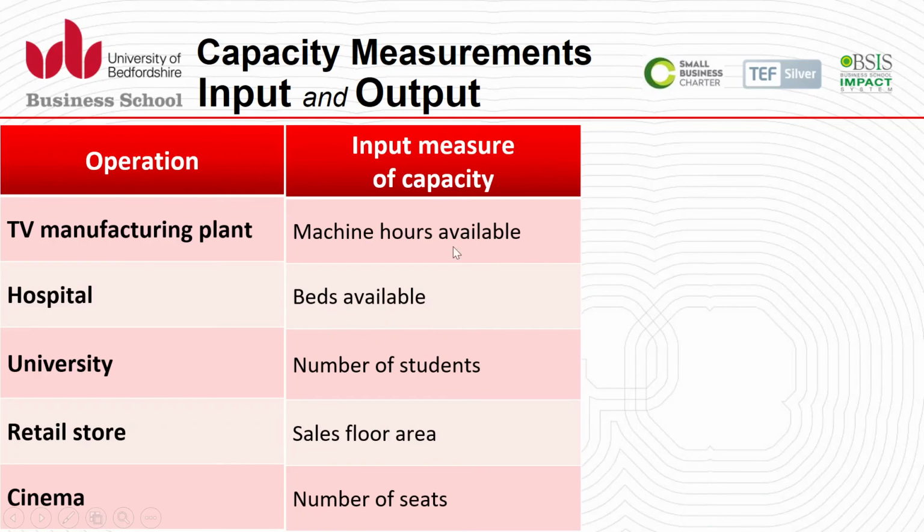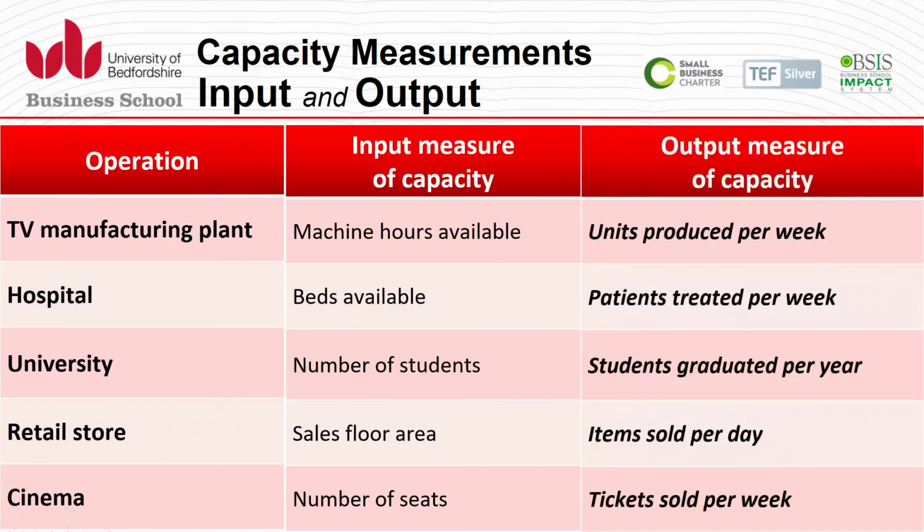So the input measure of capacity for a TV manufacturing plant is machine hours available for certain production, for example; beds available for the number of patients in the hospital; the number of students that can be facilitated in the university; the sales floor area that can be used to display products for customer demand in a retail store; and the number of seats available for people to watch a certain movie in a cinema.